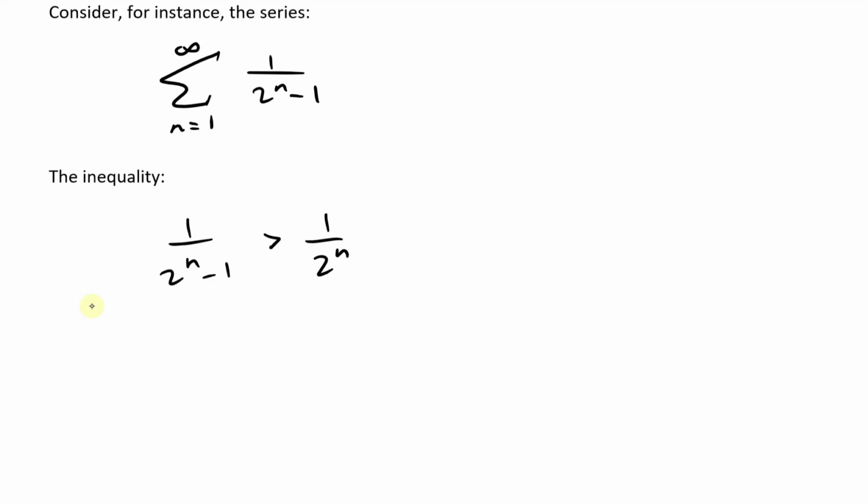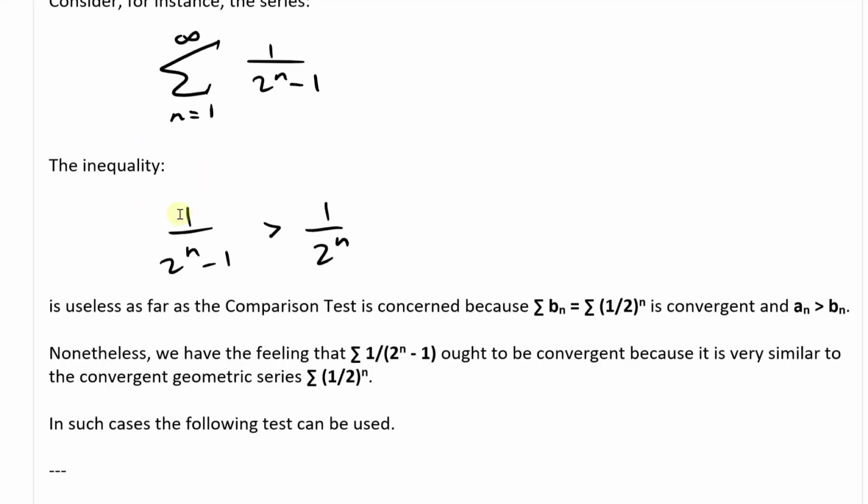The denominator is smaller, which means it's a greater overall value. So it's greater than this one, which is a convergent series, but being greater than a convergent series doesn't help us at all. So this inequality is useless as far as the comparison test is concerned, because the series bn, the summation of 1 over 2 to the power of n, is a geometric series that's convergent because r is 1 over 2, and an is greater than bn. So this one's convergent, but this term is bigger than it, so we can't use that comparison test.